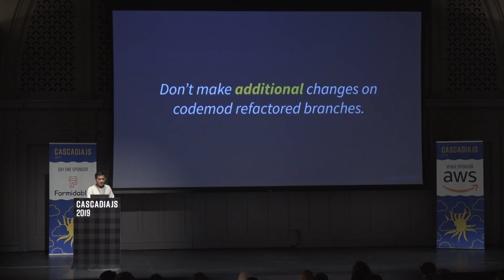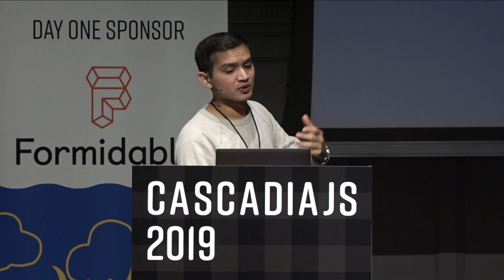What I also recommend is when merging in code mod modified files, don't make any other changes in that branch. So don't rename something, don't adjust white space, do not do anything else. Modifying the code manually actually makes it very hard to undo and redo those transformations. If you absolutely need to make those manual changes, you should be very explicit in the pull requests. Otherwise, I would just let the code mod do the work for you.